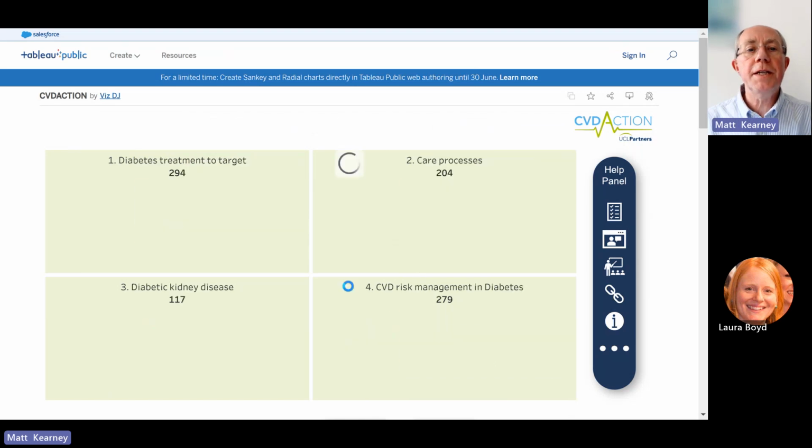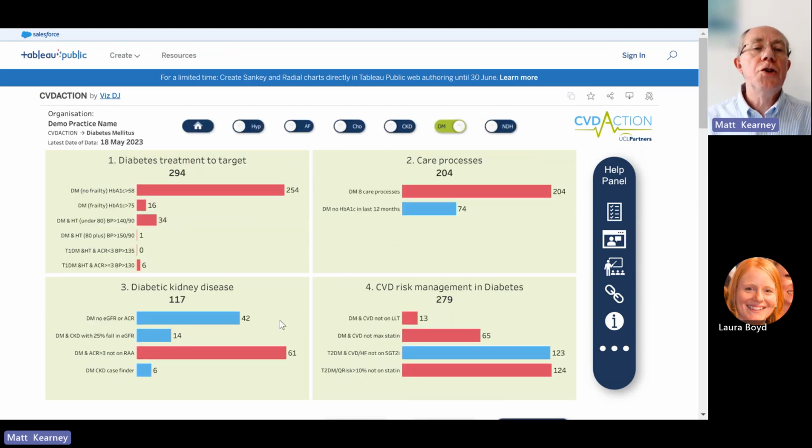Then the diabetes, 4 panels here, identifying my patients with diabetes not treated to target. So the top one is HbA1c above 58, the next one above 75. So that depends on levels of frailty. Patients with suboptimal blood pressure management, again, that varies with age, and also with the presence of proteinuria in patients with type 1 diabetes. So all of those groups there, again, chunked up into manageable groups of patients so we can focus in and optimize care at scale.